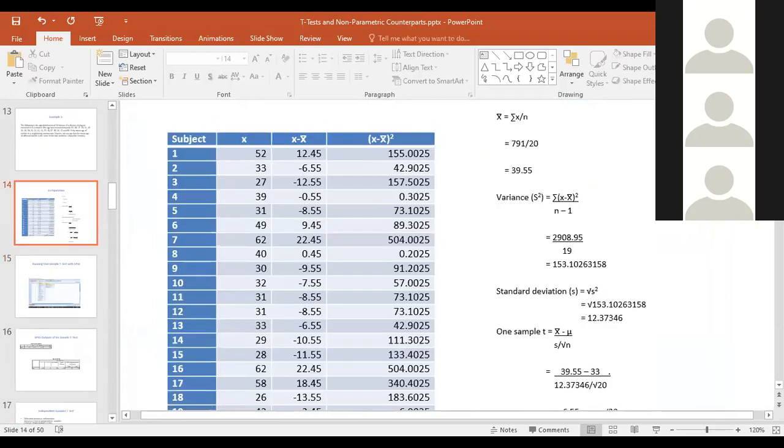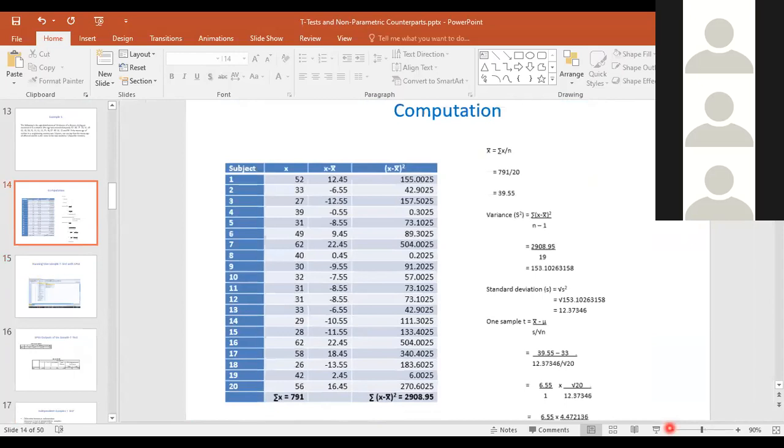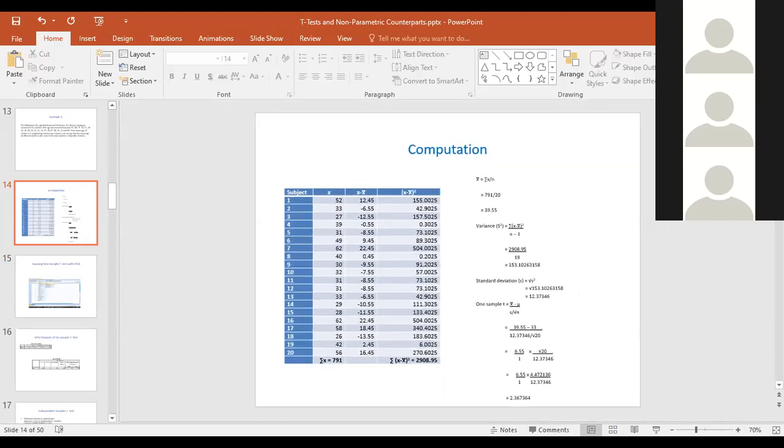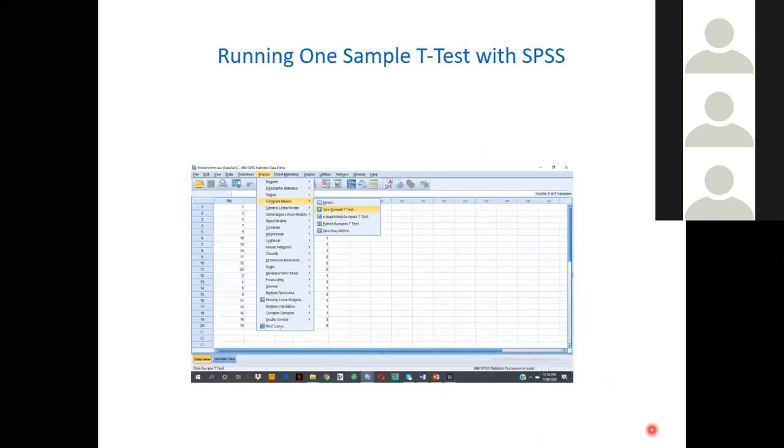Let me zoom back. The value we got is 2.3. So 2.3 is greater than the critical value, so you can be sure that the p-value is less than 0.05. Yeah. So now, if you want to run it, you want to run it.